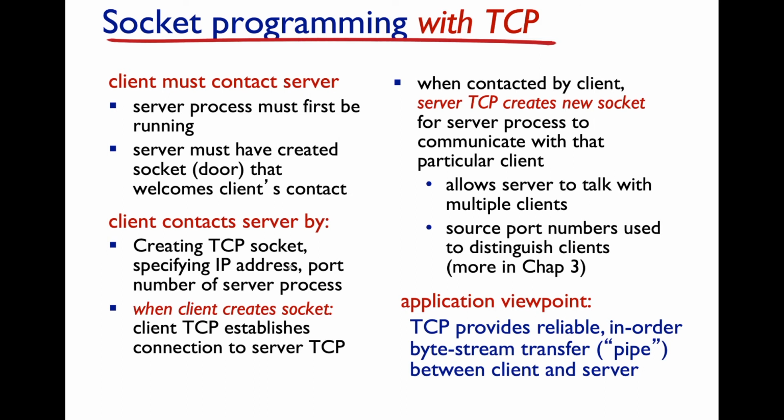It specifies the IP address and the port number so that it knows how to get the network infrastructure to successfully deliver this packet to the right machine on which the server runs and to that particular process, which is the server process. So it specifies the IP address and the port number. And now the client creates the socket, and the client TCP runtime establishes a connection to the server's TCP runtime, that layer, the transport layer.